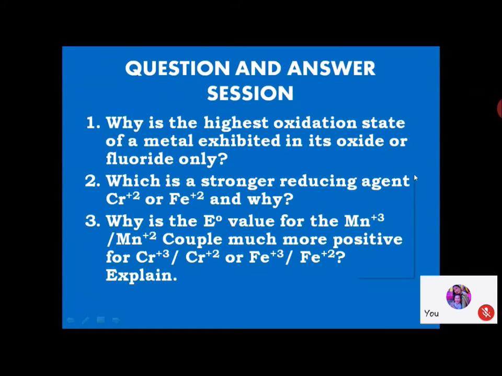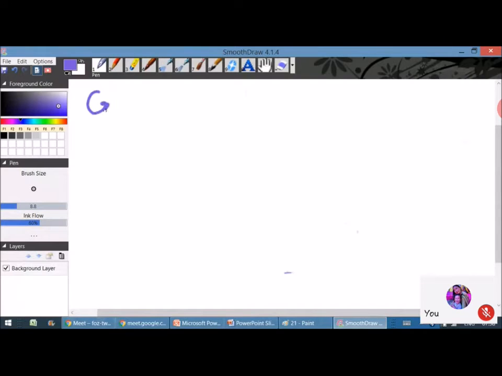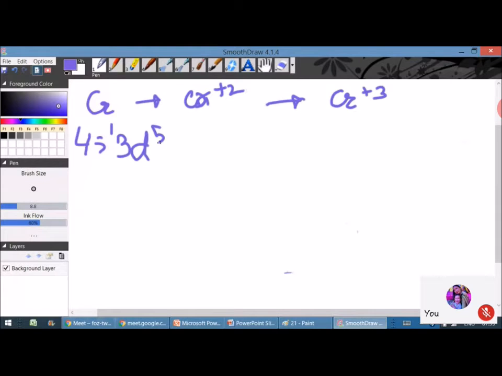So chromium plus 2 to chromium plus 3 easily changes over. For chromium, the electronic configuration is 4s1 3d5. When it loses 2 electrons it becomes 3d4, and when it loses 1 more electron it changes to the 3d3 configuration.